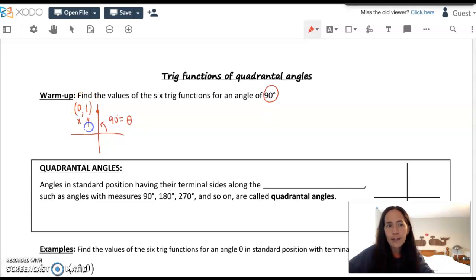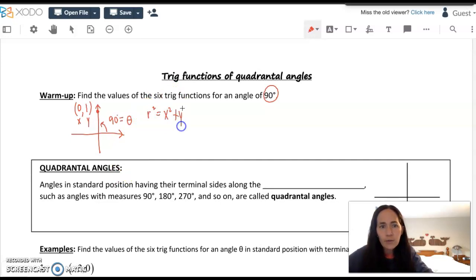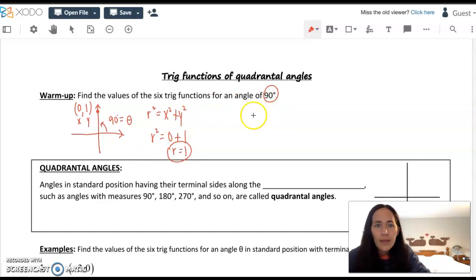0 for my sample X value, 1 for my sample Y value that would be on the terminal side of this right angle. Well, we can use the relationship r squared equals x squared plus y squared. And you get r squared equals, what does it equal? 0 squared plus 1 squared. R squared is 1. And keeping r positive, let's use an r value of 1. Now we'll go in. I think we've got what we need, right?